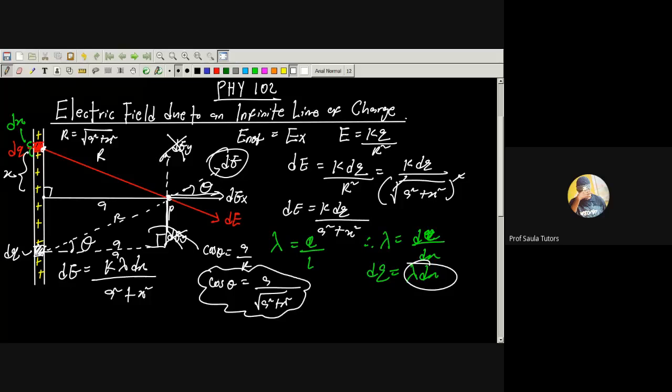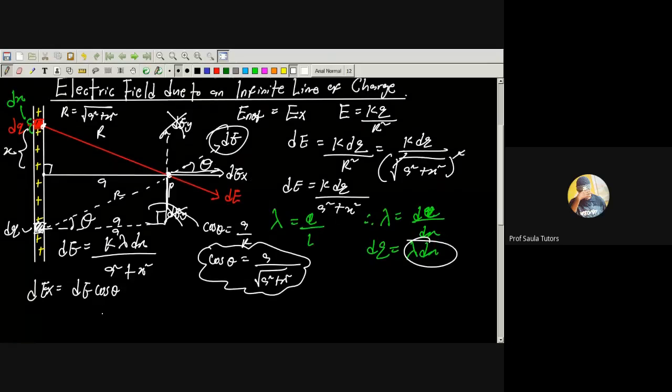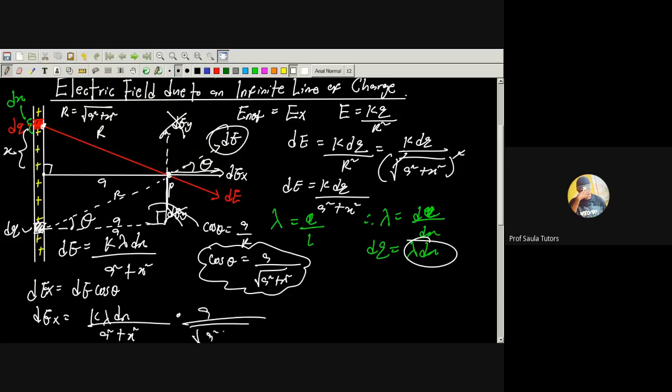I've found my dE. Remember, after finding dE, the next thing is that I will resolve it to the horizontal and to the vertical. And remember I told you that the vertical components will cancel out. So we don't have to resolve the electric field to the vertical again. We are just using the horizontal. So dEx is equal to dE cos theta. Therefore, I have dEx equal to k lambda dx over a squared plus x squared, times cos theta. What's my cos theta? A over square root of a squared plus x squared.